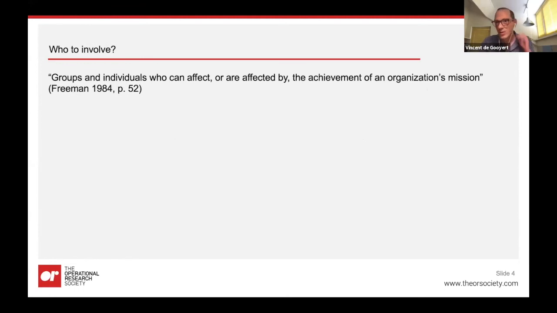Well, let's first talk about what kind of stakeholders could you involve? Who to involve? What kind of stakeholders can be distinguished between? Well, Freeman in his 1984 book has a definition of stakeholders that can already help in that respect. His definition is: stakeholders are groups and individuals who can affect or are affected by the achievement of an organization's mission. And this already has 2 groups. This definition already distinguishes between 2 groups of stakeholders: those that can affect you, but also those that are affected by you.